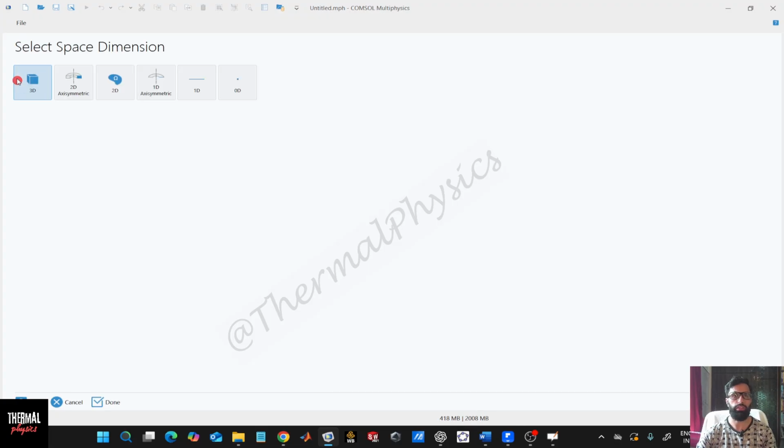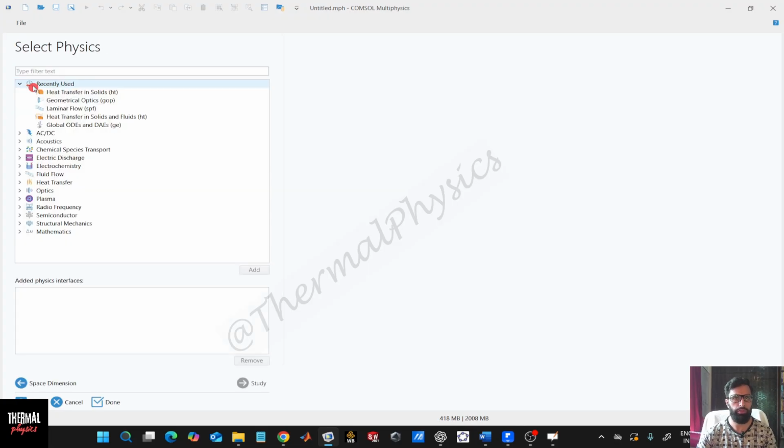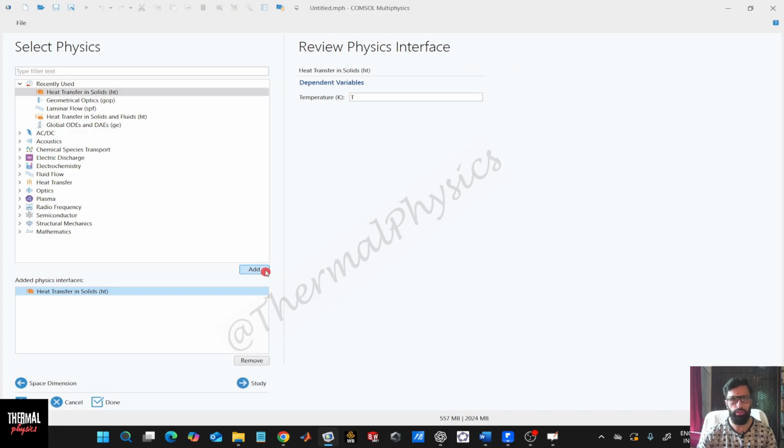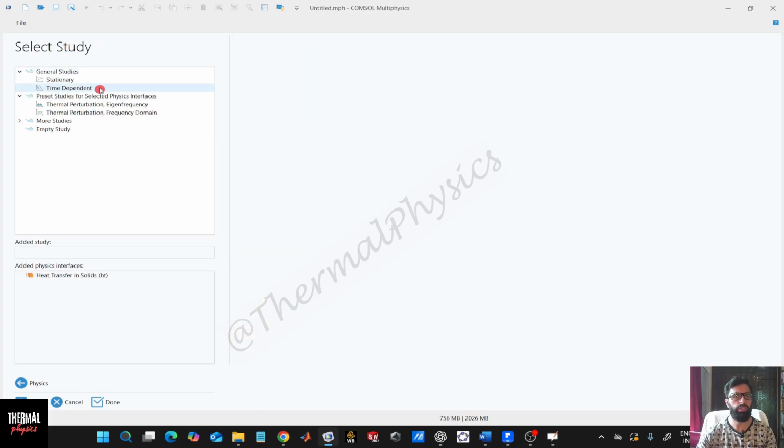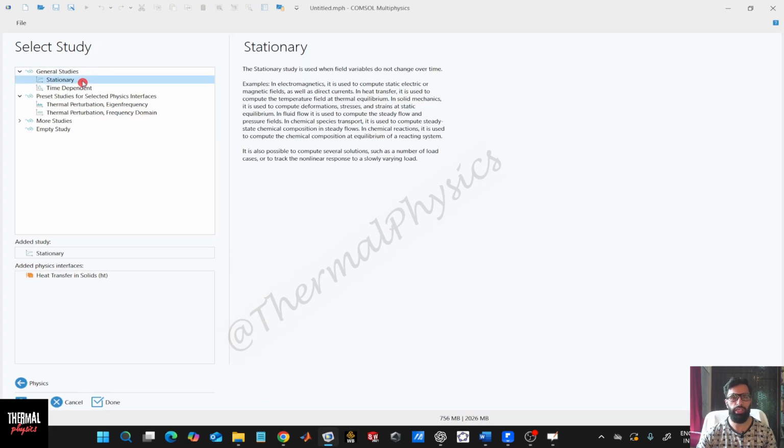So open model wizard, we will choose 3D heat transfer in solids. Then our study will be stationary because we're not calculating anything with time.